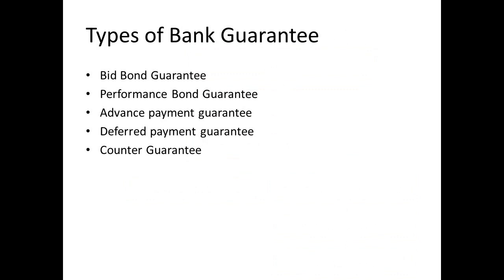Now let's talk about types of bank guarantee. There are various types of bank guarantee which banks issue. However, here I am going to discuss 5 common and major types of bank guarantee. They are bid bond guarantee, performance bond guarantee, advance payment guarantee, deferral payment guarantee, and the last one is counter guarantee.